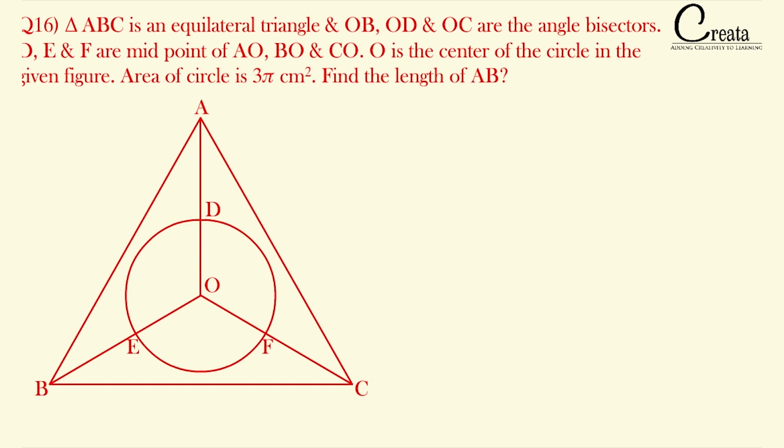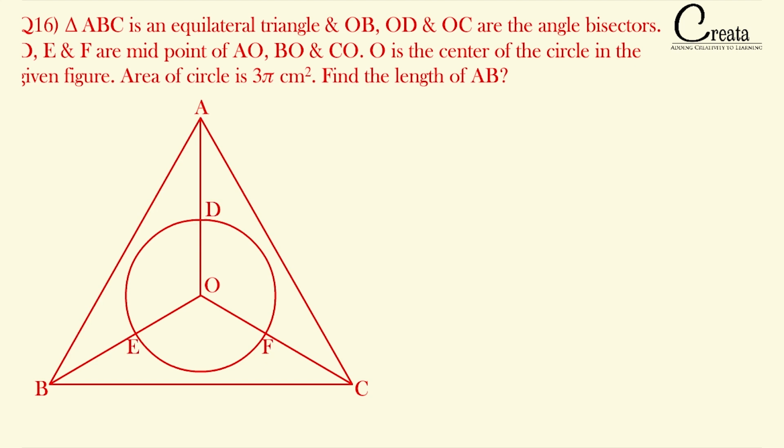Let's observe the question. An equilateral triangle ABC is given. These three line segments are the angle bisector. And points D, E and F are the midpoint of AO, BO and CO. These are the midpoints, means AD will be equal to DO, BE is equal to EO and CF is equal to FO. In this question, we have to find the length of AB, means the side of the triangle. ABC is an equilateral triangle, so all the sides will be equal. So we can find any of the sides.